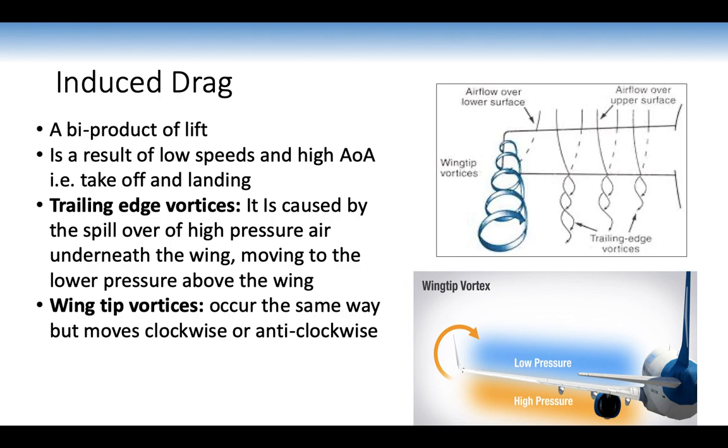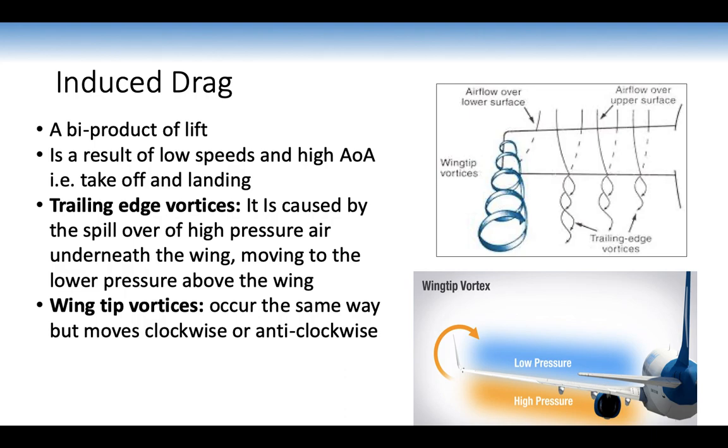So induced drag is a byproduct of lift. As a consequence of producing lift through high angles of attack, it is a result of low airspeeds and high angle of attack, i.e. during takeoff and landing. So that's when we have to fly. That's why when we fly the airplane slowest, as we need to accelerate to cruise speed, or we need to slow down and prepare the airplane for landing.